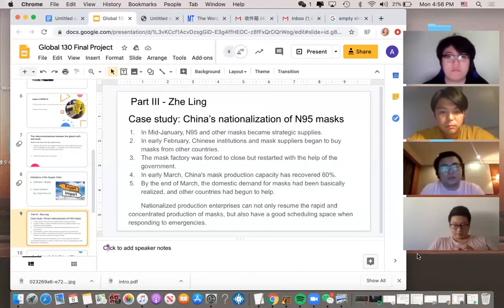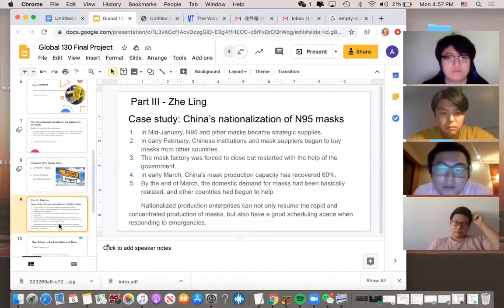So we think this example shows that nationalized production can not only resume the production of masks, but also has good scheduling space when responding to emergencies. So that's it. Thank you. Next.